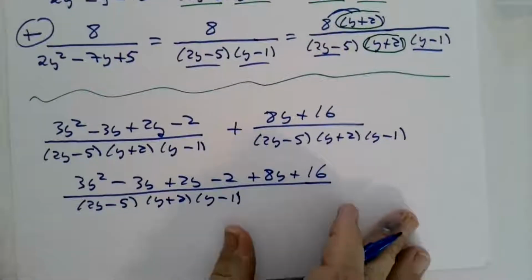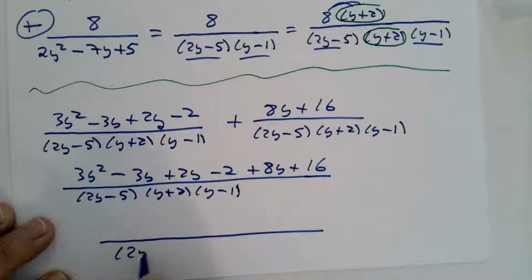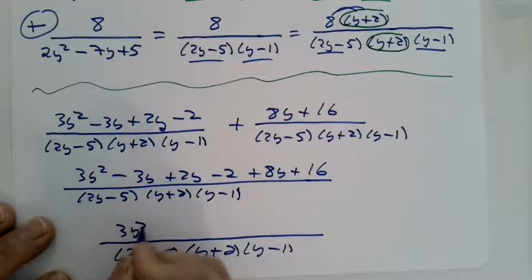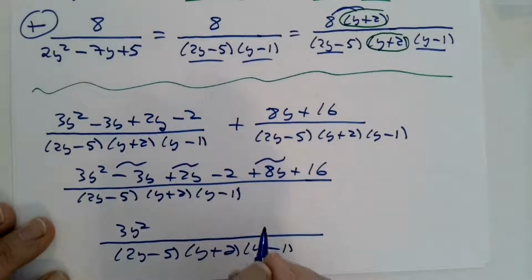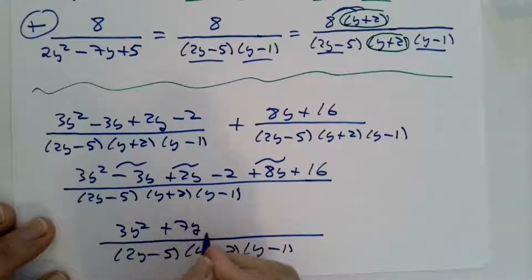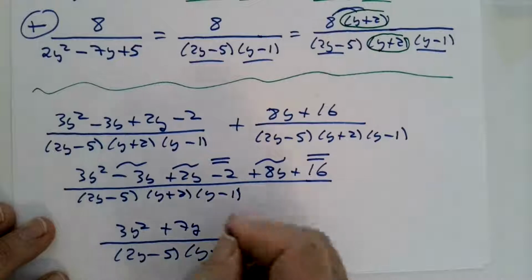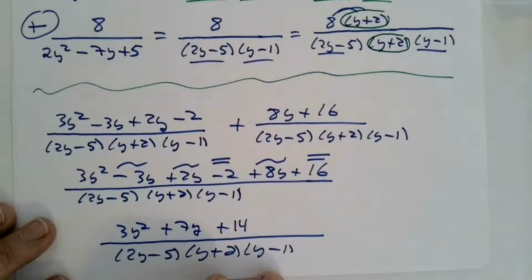Let's get our like terms and add them together. The denominator stays 2y minus 5, y plus 2, y minus 1. 3y squared, minus 3y plus 2y is minus y, plus 8y is 7y. And I have 16 minus 2, which is 14. And that is my final answer, and that will conclude this lesson.